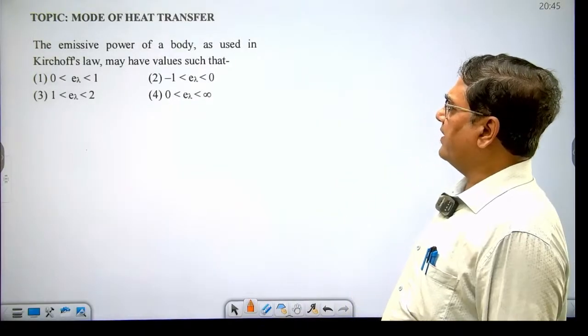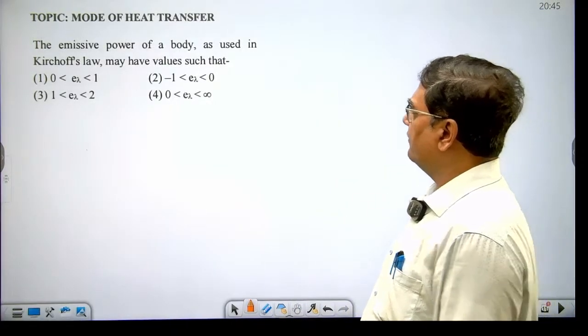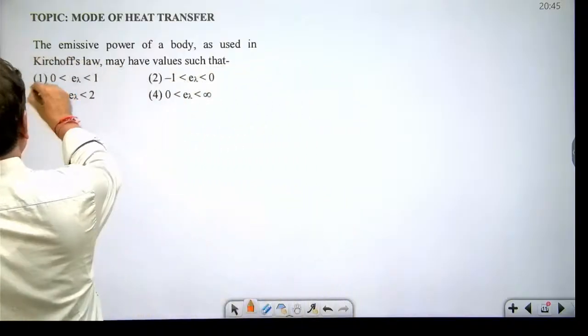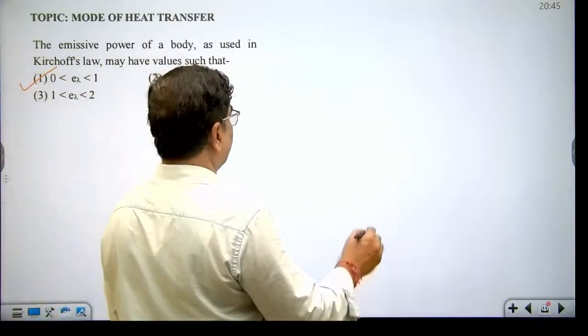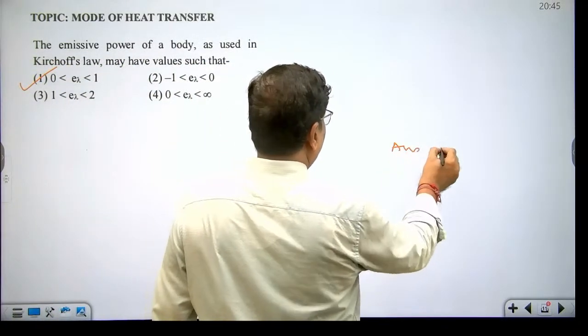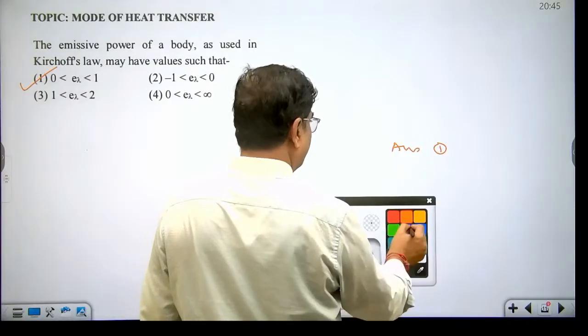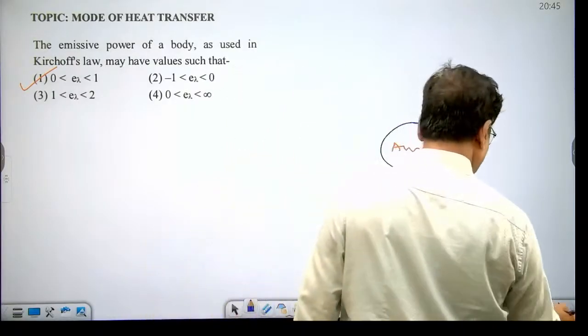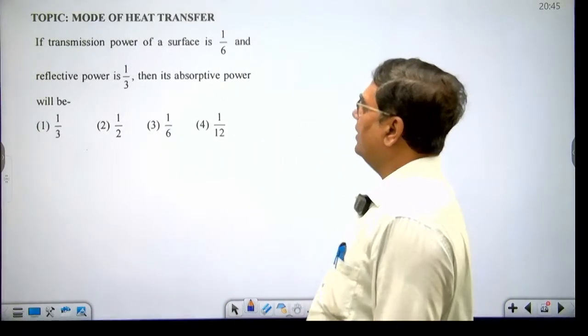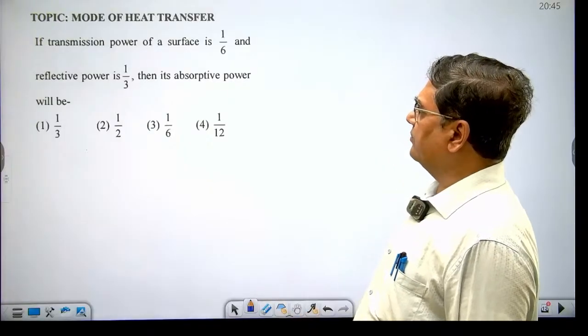The emissive power of a body as used in Kirchhoff law may have values such that its value ranges from 0 to 1. So out of 4 choices, the correct choice is option 1. This is also a very good question in radiation.